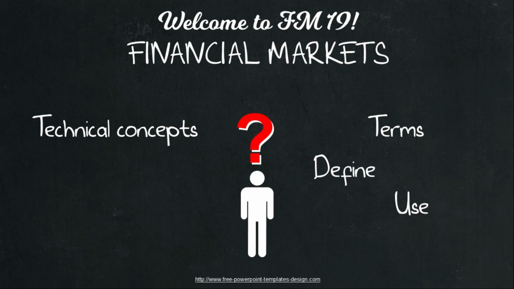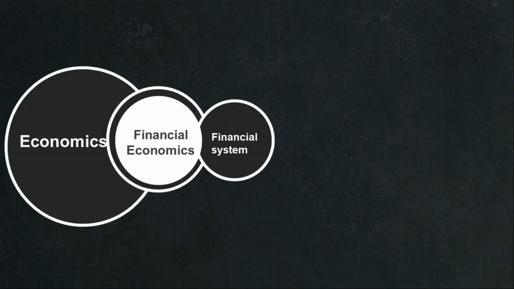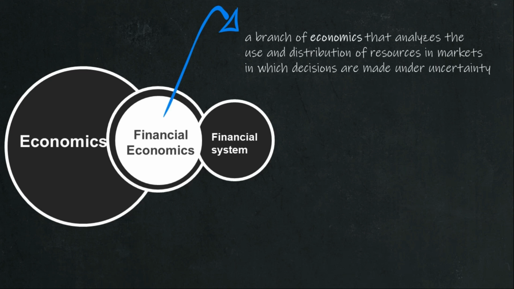So let's get started. Do you know that financial markets is a subset of financial economics? Financial economics is defined as a branch of economics that analyzes the use and distribution of resources in markets in which decisions are made under uncertainty. There are some key terms to pick up from this definition: resources, decisions, uncertainty. Whenever we talk about economics, we are always concerned about resources that are scarce, kulang, dili enough. And because they are scarce, they have to be managed and decided on intelligently because of the uncertainties that come along with decision making. Now back to financial economics.